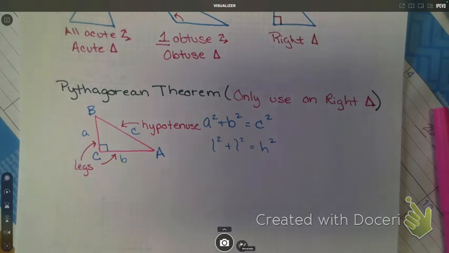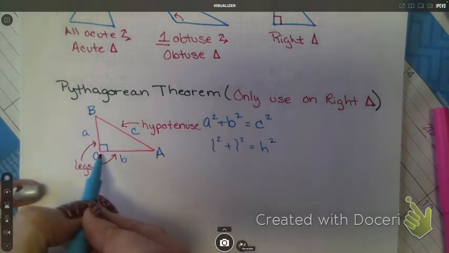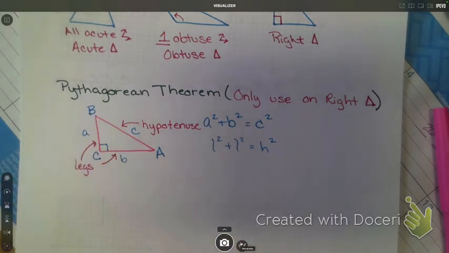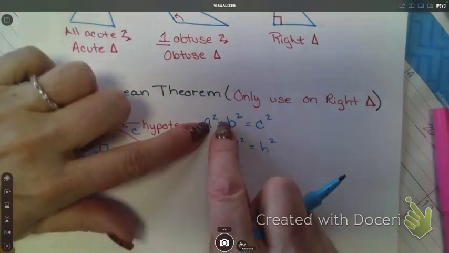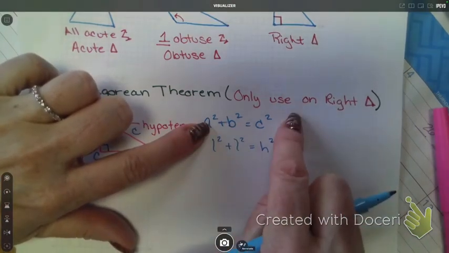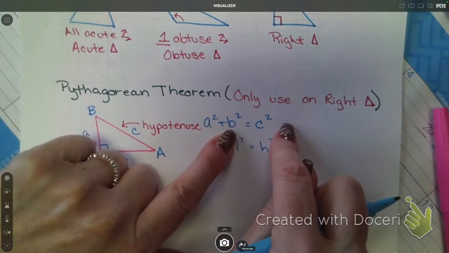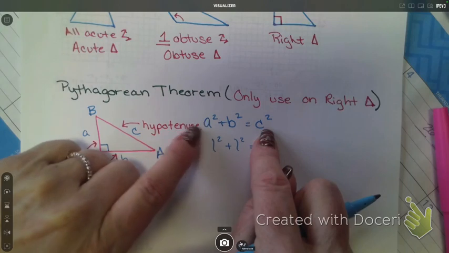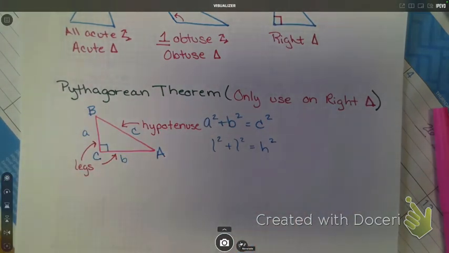Now, the angle is opposite the side. Does everyone see that? That's important, because if you don't label a triangle right, are you going to be able to solve it right? No. When I do this, if I want a, I'd subtract b and take the square root, correct? If I want b, I would subtract a and take the square root. If I want c, I'd take the square root. Okay, so you guys know how to solve an equation, yes?